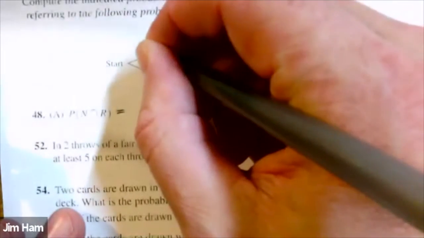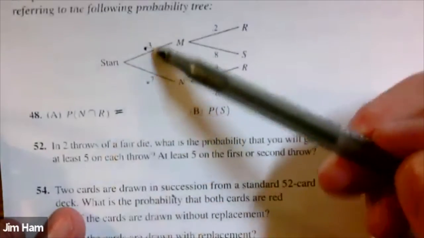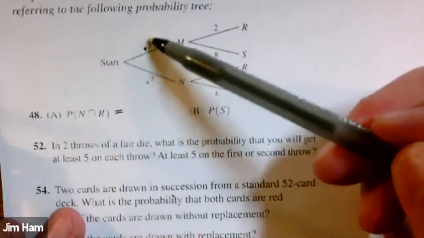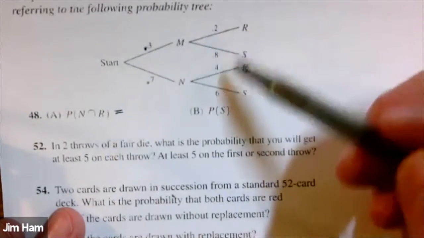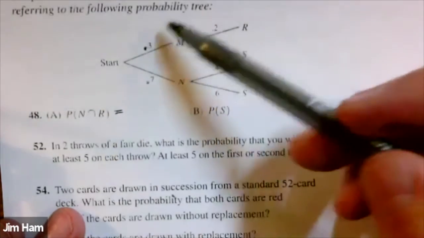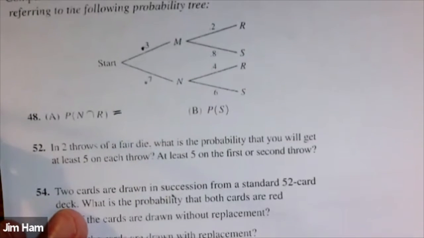One thing that you should know about branching in a tree diagram is that at every branching, the probabilities must add up to 1. 0.2 and 0.8, 1. 0.4 and 0.6, 1. 0.3 and 0.7, 1. Every time you have a branching, the probabilities will add up to 1.